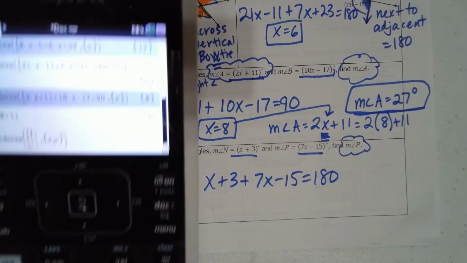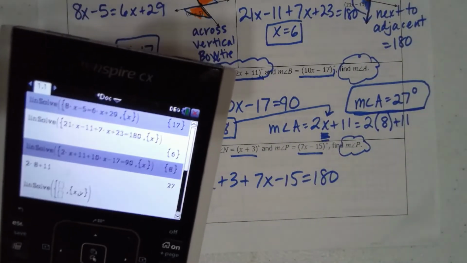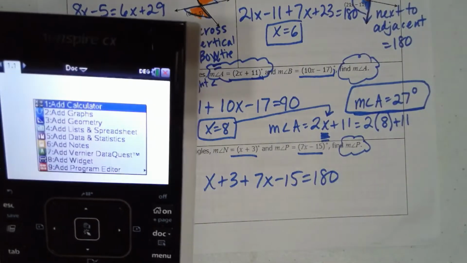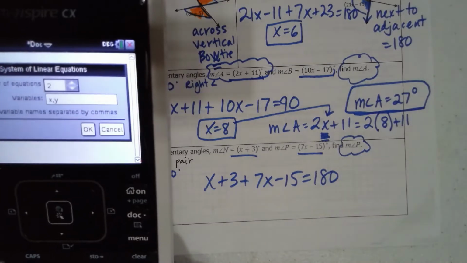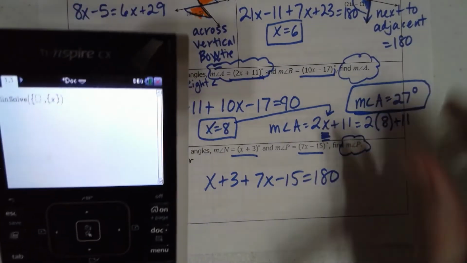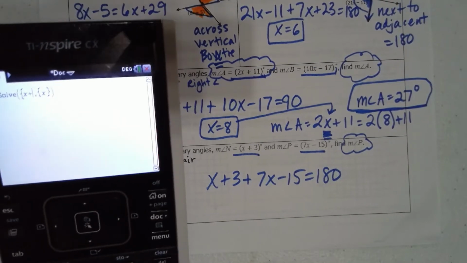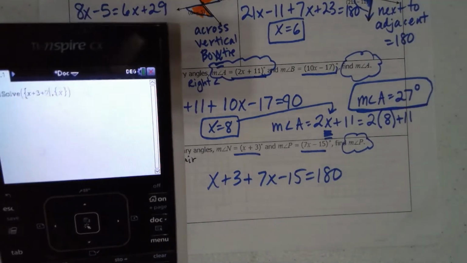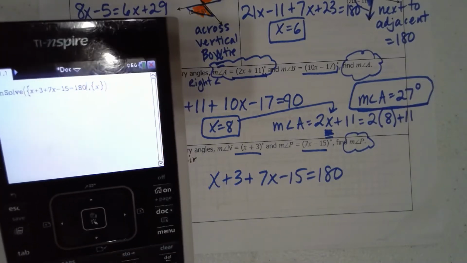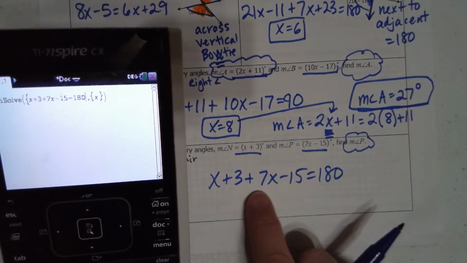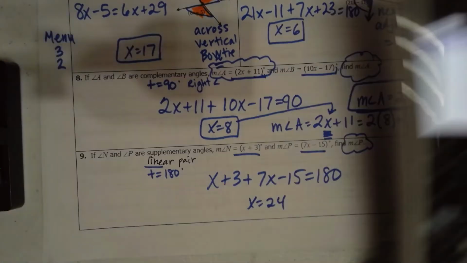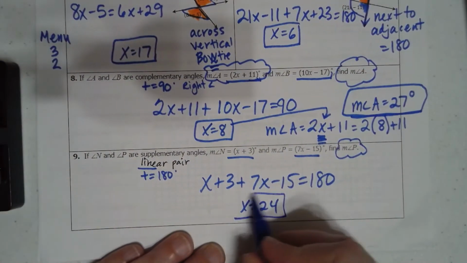Menu 3-2, oops. Okay, menu 3-2, I always forget to do one equation instead of two. Okay, so I have x plus 3 plus 7x minus 15 equals 180. X equals 24. That is not our answer.